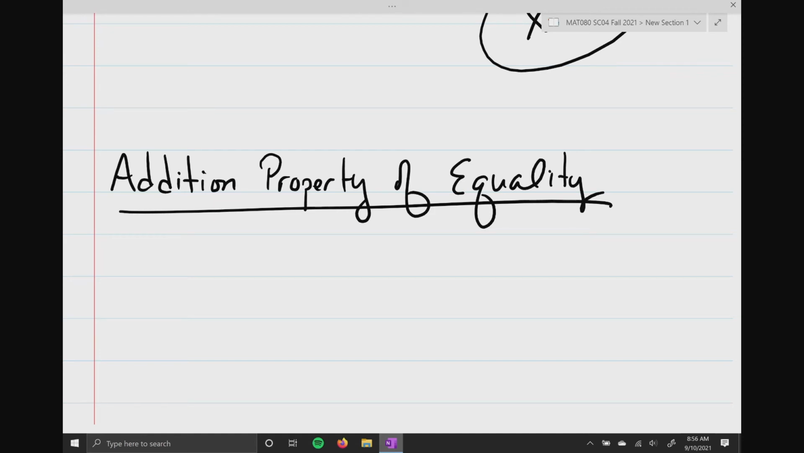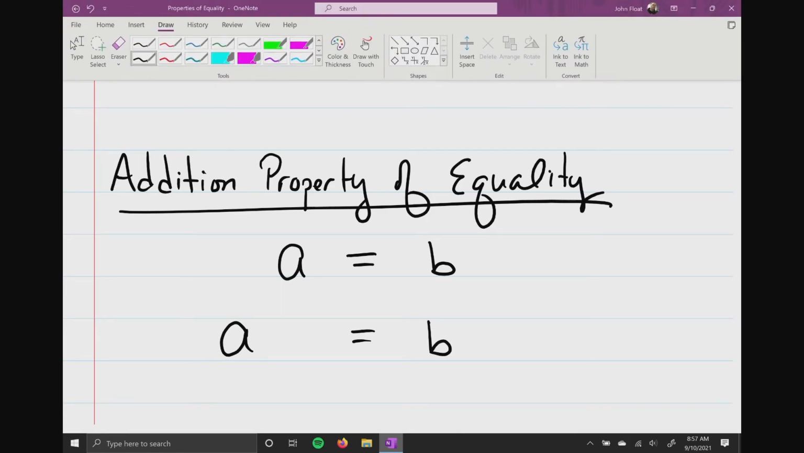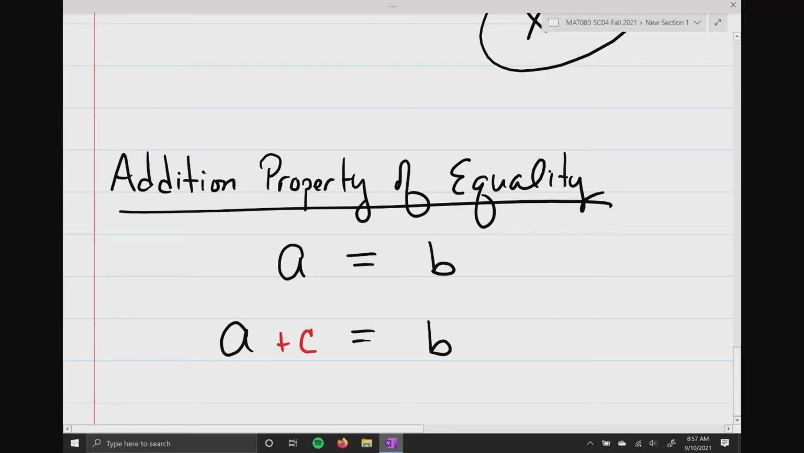The addition property of equality, here's what it says. It says if you start off with 2 different quantities, one on the left, one on the right, but you have an equal sign in between. It says that if you add something to the left-hand side, in this case I'm adding this plus c, then in order for me to maintain equality, I have to add the same exact thing to the other side. Does that make sense, everybody?